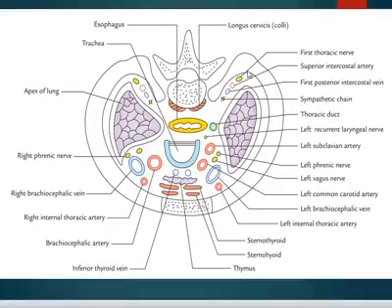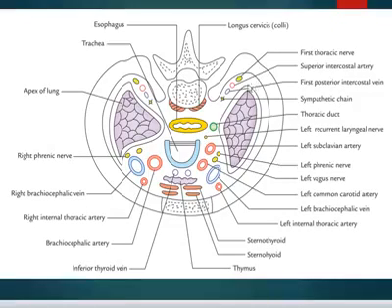This is cross-sectional view of thoracic inlet. There are various structures that pass through thoracic inlet. First of all, we will cover various viscera like trachea, esophagus, apex of lung, and thymus. Some large vessels like brachiocephalic artery, left common carotid artery, left subclavian artery. These are the branches of arch of aorta. Right and left subclavian veins or brachiocephalic veins.